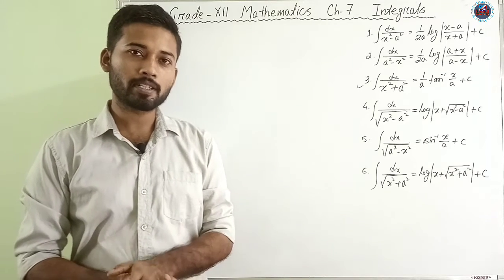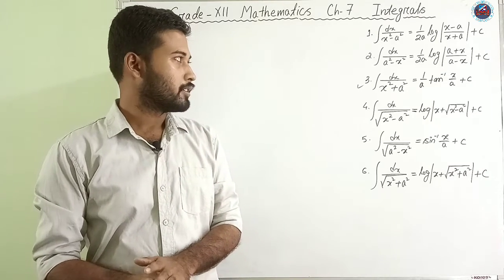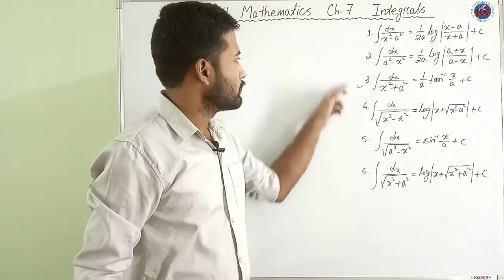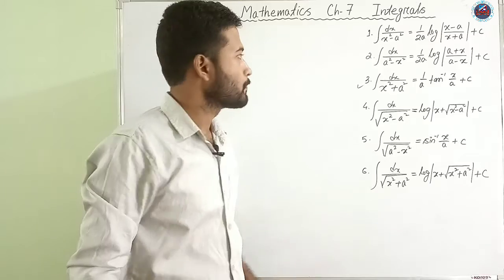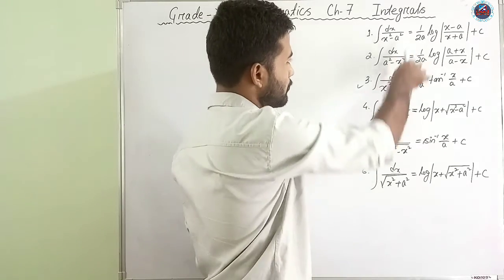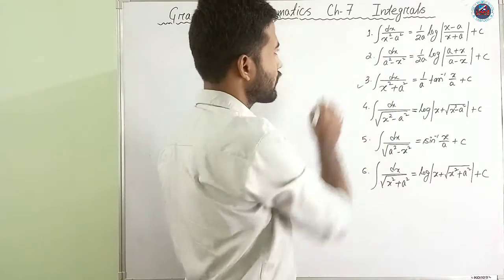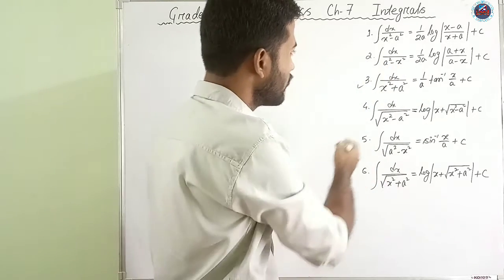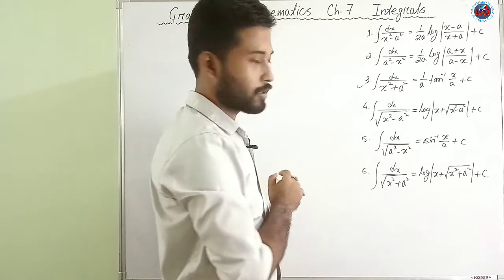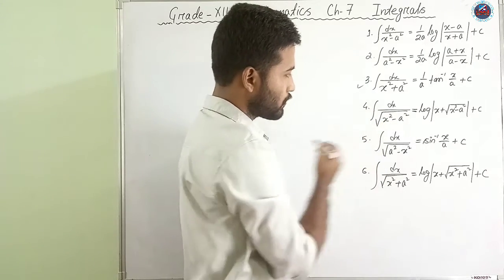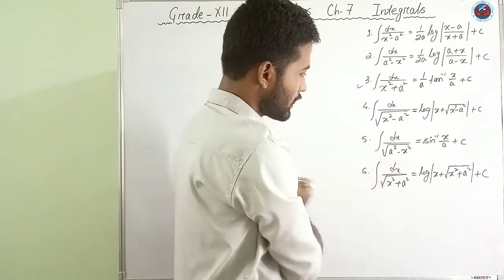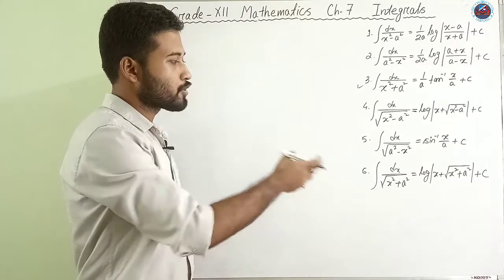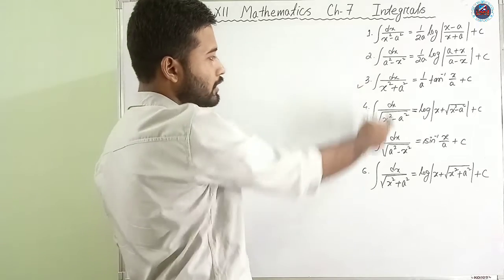In this video we shall see some different forms of integrals, and these are the 6 forms that I have written here. We shall integrate this type of functions, that is dx by x square minus a square, then dx by a square minus x square, then dx by x square plus a square, dx by root over x square minus a square, dx by root over a square minus x square, and dx by root over x square plus a square. So we shall see how to integrate these type of functions.